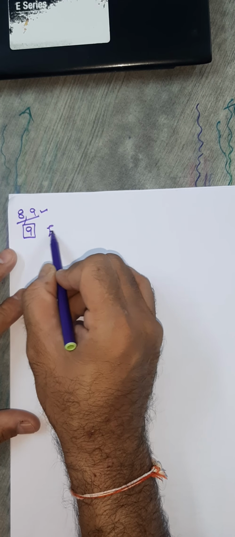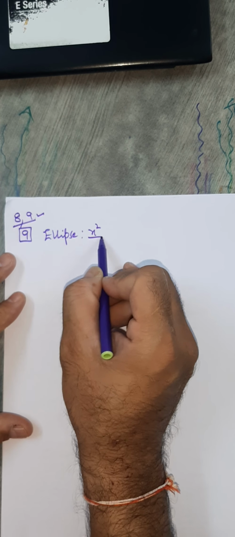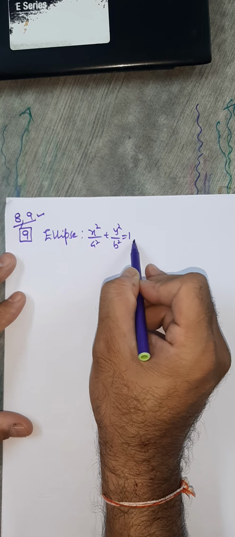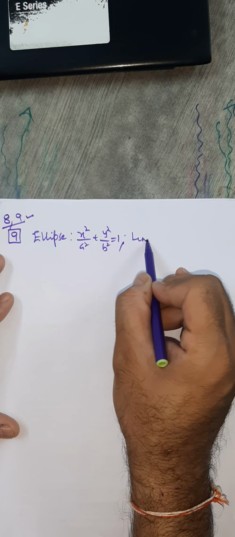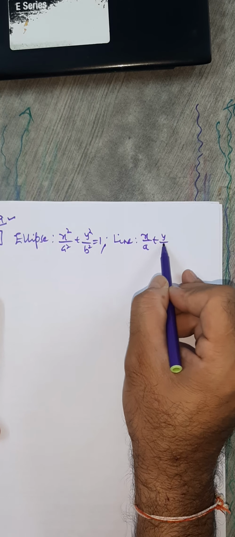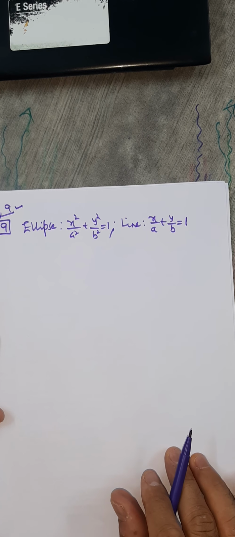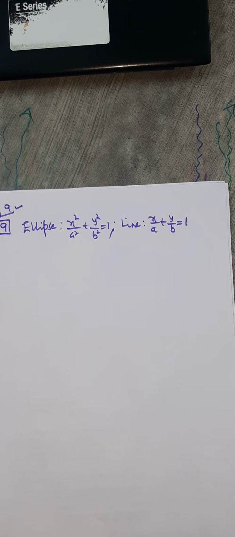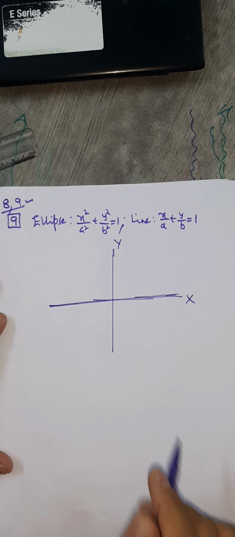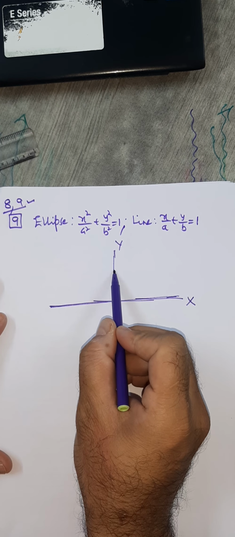Here the ellipse is given by x square by a square plus y square by b square equals 1. And what about the line? You know that this is a very standard line making a and b intercepts with the two coordinate axes. I'll just draw the diagram, and you will realize. Let's see this. I'm just drawing the rough graph. You know an ellipse is an oval shape.